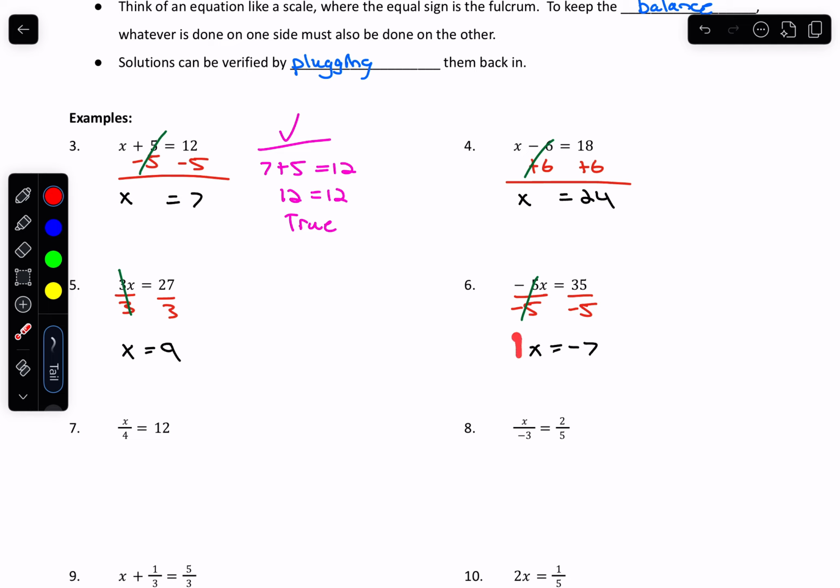Okay? We just don't write that 1 in front because 1x and x are the same thing. That 1 doesn't actually do anything to it. So when we say alone, we mean by itself, no friends. There's just one x there, no other x's. And so when I say negative 5 and negative 5 cancel, I mean that they divide to give us what we want, which is that positive 1 in front of the x.